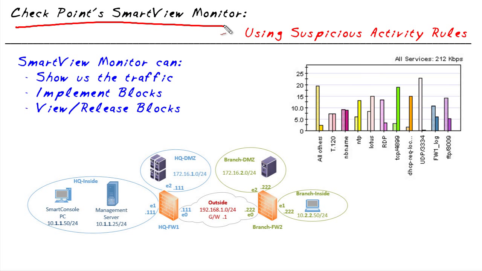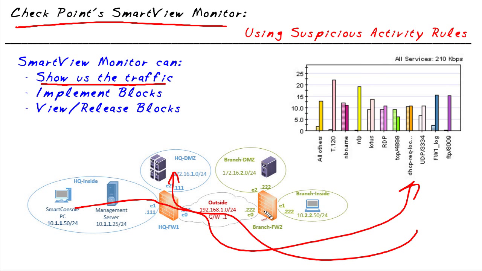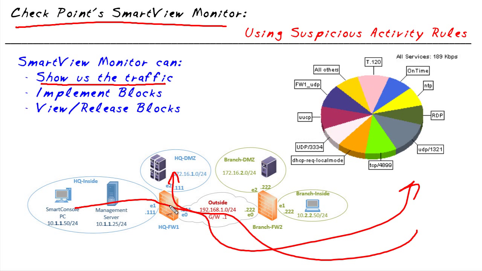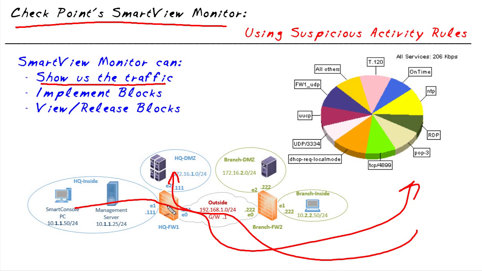See, one of the things that SmartView Monitor can do is show us the traffic as it's coursing through our network. So we have traffic from the inside maybe going out to the internet. We have people on the internet maybe going up to a DMZ. And SmartView Monitor can give us amazing details about what's really happening on the firewall. And so let's say we're looking at this traffic and we identify that, oh my goodness, there's some malicious traffic that we don't want going through that firewall. How do we stop it?